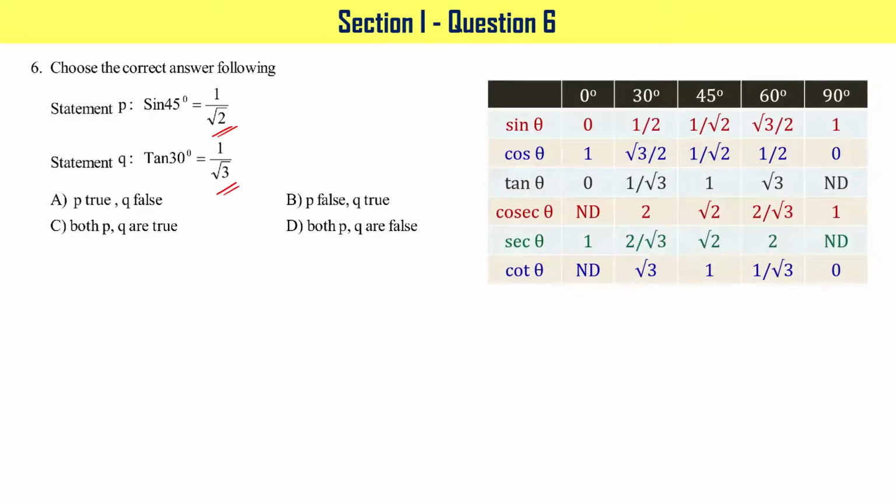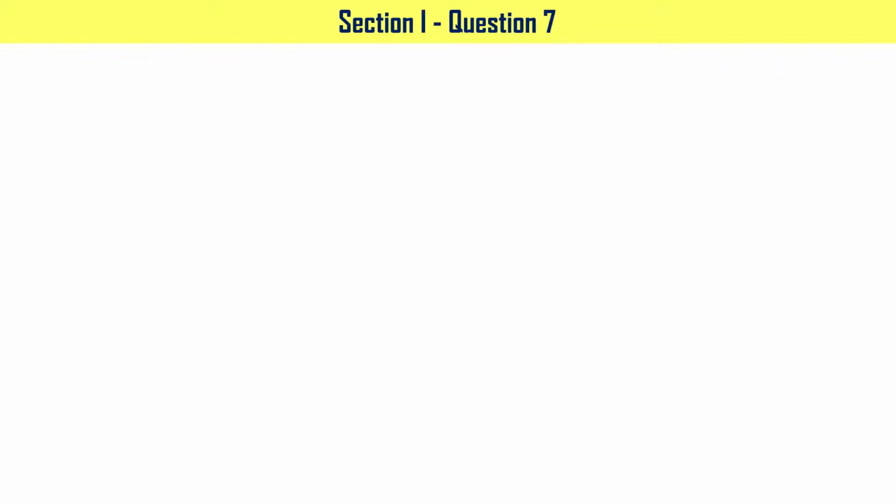From the trigonometry table, we say that sine 45 degrees is 1 by root 2, which means statement P is true, and tan 30 degrees is 1 by root 3 means statement Q is also true. So let's say that both P and Q are true, hence choice C is the answer, right? Now let's go to the next question, question number 7.